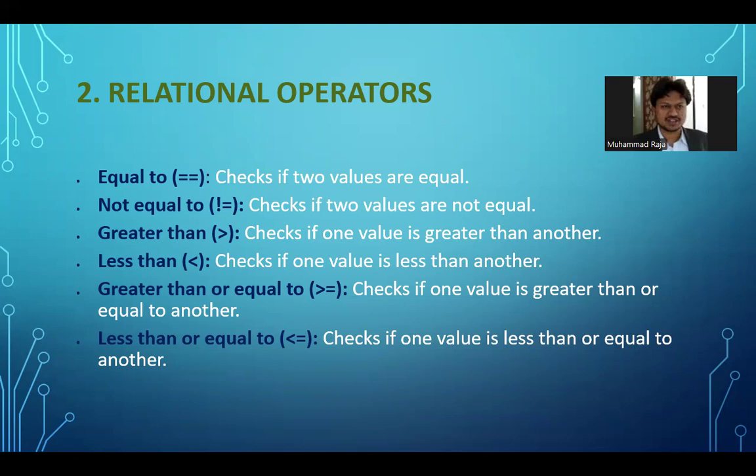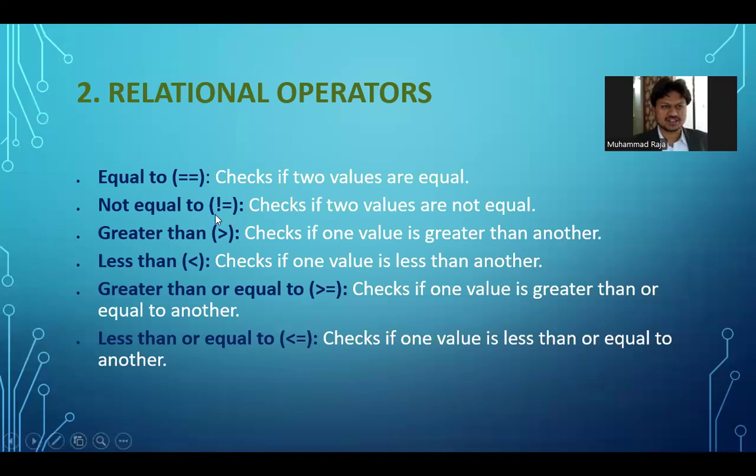Be careful here because we are using two equal signs. When we use two equal signs, that means a comparison, which is the equal to operator. When you use a single equal sign, that means an assignment, the assignment operator. Two equal signs are known as the comparison operator. It compares whether one variable is equal to another variable or not.